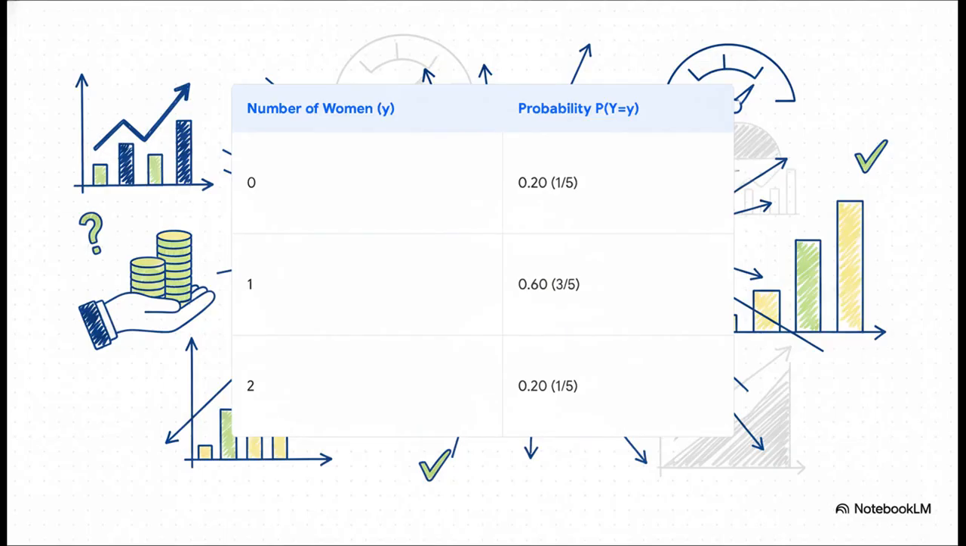Let's build a simple blueprint right now. Imagine a supervisor needs to pick 2 workers from a group of 3 men and 3 women. Our random variable, y, is the number of women chosen. If you work through all the possible pairs you could pick, you can calculate the exact probabilities. And as this table shows, there's a 20% chance of picking 0 women, a big 60% chance of picking 1, and another 20% chance of picking 2.